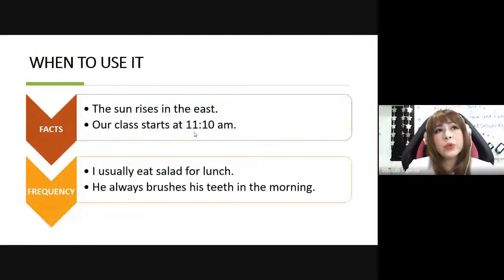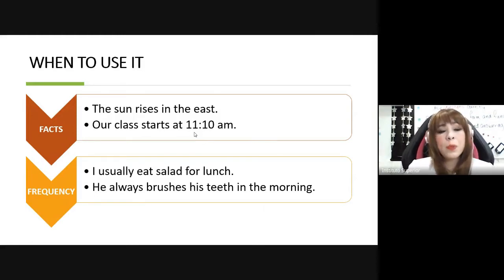When do we use simple present? I mentioned that we use it for permanent actions and daily routines, but also we use simple present tense when we refer to facts. Which are facts? Scientific things, hypotheses and theories, things that we cannot change. For example, the sun rises in the east. This always happens like this because this is a fact. Our classes start at 11:10 a.m., so this is a fact.